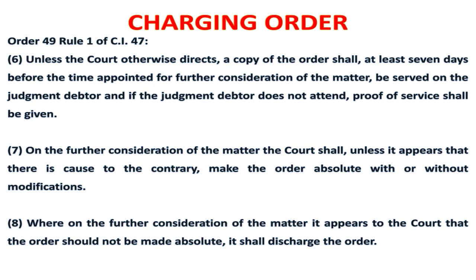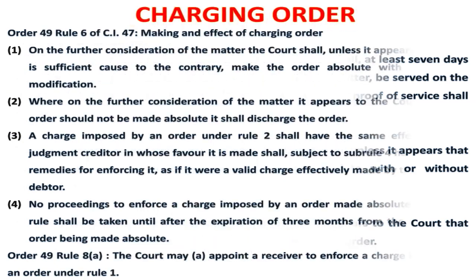What if the person appears and then he's not able to show cause why the charge should not be created? Order 49 Rule 1 Sub Rule 7 says that on the further consideration of the matter, the court shall, unless it appears that there is cause to the contrary, make the order absolute with or without modifications. So once it is made absolute, it means that the charge has been created over the property, and therefore steps can be taken for the charge to be realized, so that the judgment creditor can get the proceeds of the judgments.